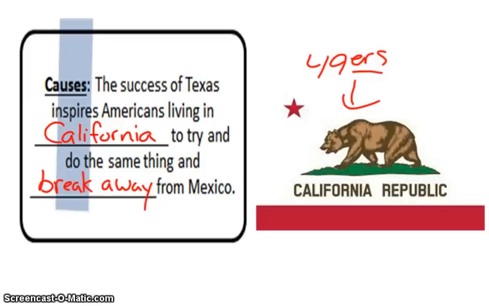When they break away from Mexico, they call themselves the California Republic, and on their flag is a bear. So sometimes we call this event the Bear Flag Revolt. But it's basically the same thing. California no longer wants to be part of Mexico.